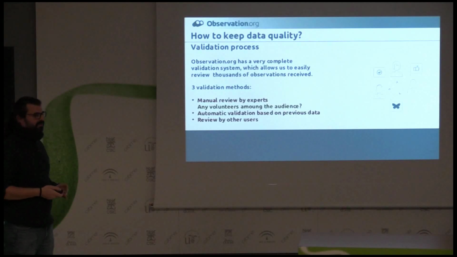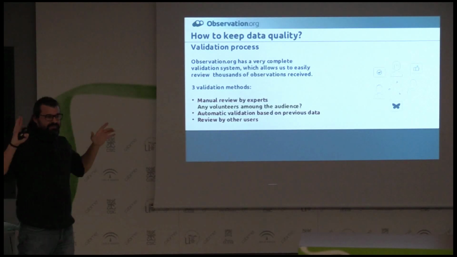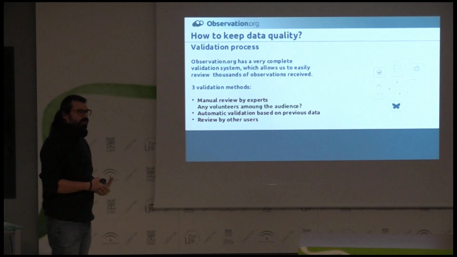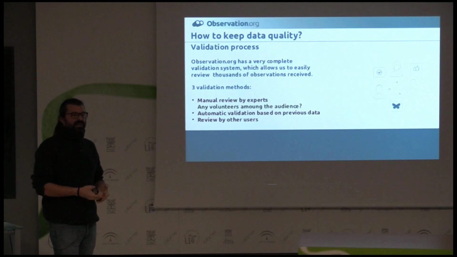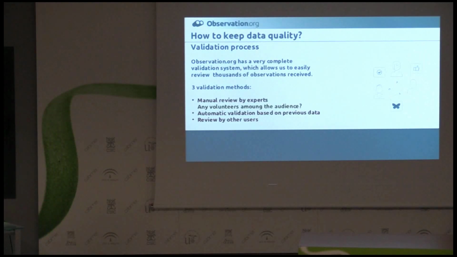Well, we try to keep it at a very high quality because it's also the key to the utility of the information that you are going to analyze. So we have 3 validation layers. We have a manual review by experts, people that have a very good knowledge. For this, we need volunteers to review all this information. We are now 1,000 reviewers in the world. In Spain, we are around 30 reviewers, but we need more because we are growing.